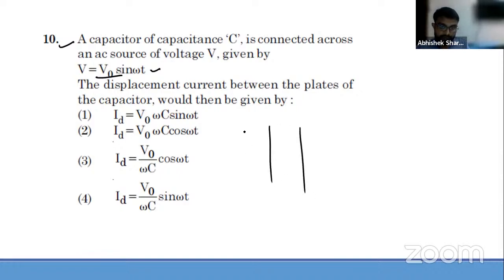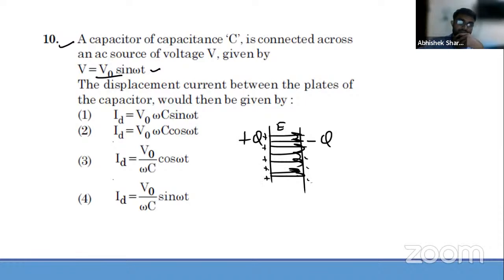Suppose you're having a capacitor like this. This is plus Q, minus Q. Plus, minus. Electric field comes out from here to here. This is the electric field. The displacement current between the plates of the capacitor will be given by what? Therefore, we'll use the analogies of what? You may have seen in CCE, that the current of the capacitor leads here. Okay, so very simple. Displacement current they're asking. Kya karo?